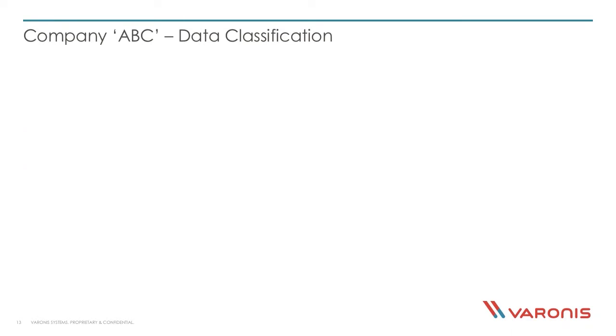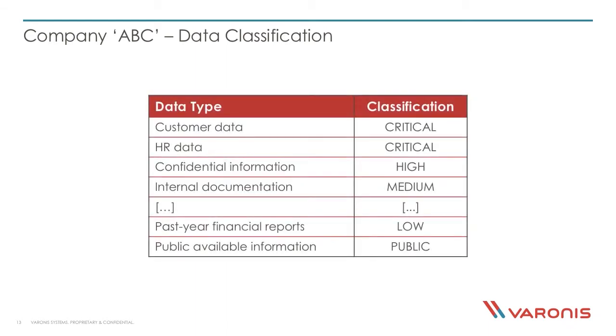So remember that company ABC is the financial and consultants company. So yeah, their data classification is this. For them, customer data is critical. If it is leaked, they may lose business and get sued. So customer data is their top priority. Also, HR data is very important for them, since they have the social insurance number of every employee. Confidential information is considered as a high priority. And the list goes on.